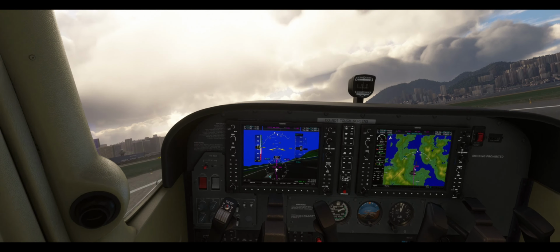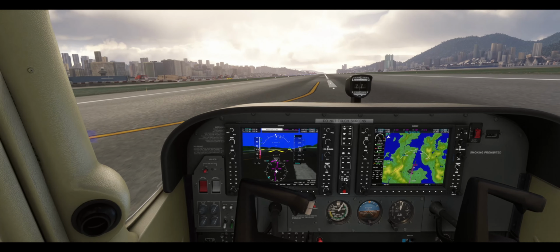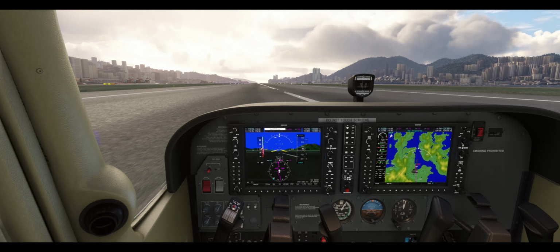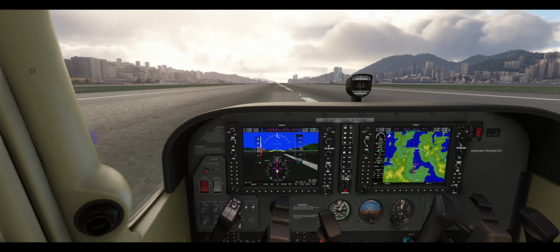Okay, pointing slightly off centerline when we touch down, which is why I had to correct. When you land, put your aileron all the way into the wind to prevent being blown around.